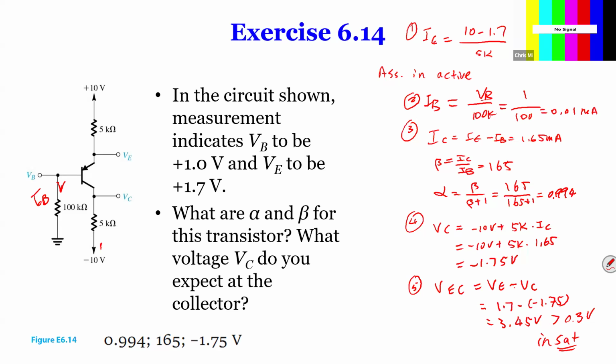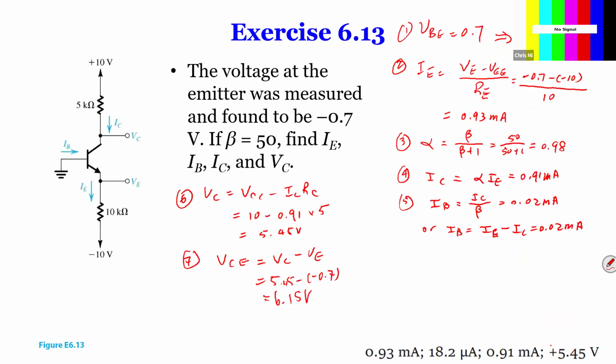Now, if in the last step you found VEC is less than 0.3, we need to go back and redo the problem, assuming it's actually not in active mode, and do it in saturation. For this circuit and the previous circuit, it's not going to be in cutoff because, for example in this one, we know VEB is 0.7, so it is not going to be in cutoff. So you can basically ignore that mode. In the previous problem, like in this problem, the circuit will never be in cutoff.